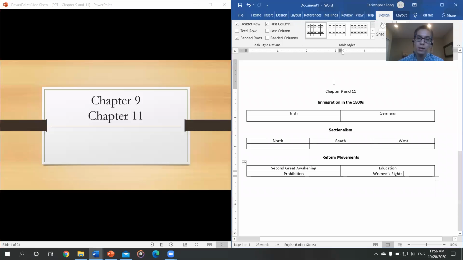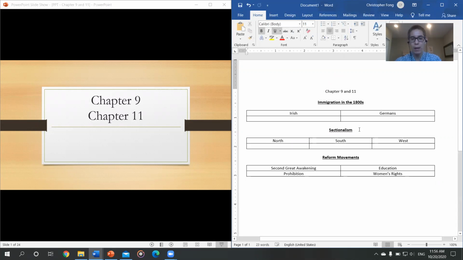Like always, I've set up my notes over here if you want to set it up as well. We'll talk about immigration in the 1800s, both Irish and Germans. Then we'll talk about each of the three regions, the North, the South, and the West, before we get to some of the key reform movements mentioned in Chapter 11. If we're talking about the chapters here, sectionalism is Chapter 9, the reform movements is Chapter 11, and then the immigration is mentioned in both chapters.